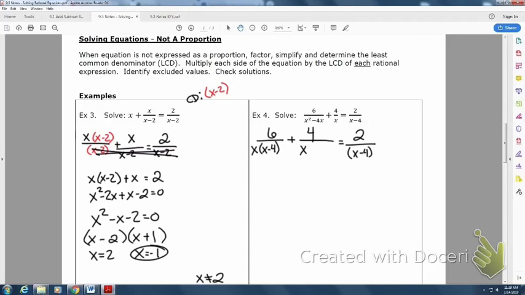So on this, Lisa Betta, what would one of my excluded values be? Set it equal to 0 and solve. So positive 4. Jen, what would the other one be? 0. Right. Brianna, what would my common denominator be? What else do I need to include in there? X.